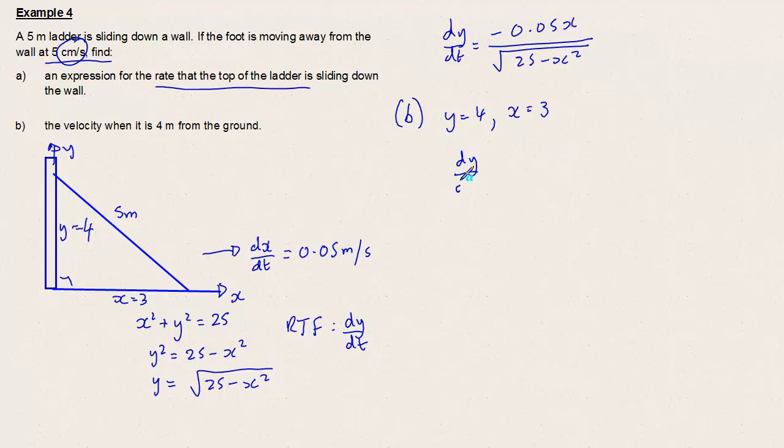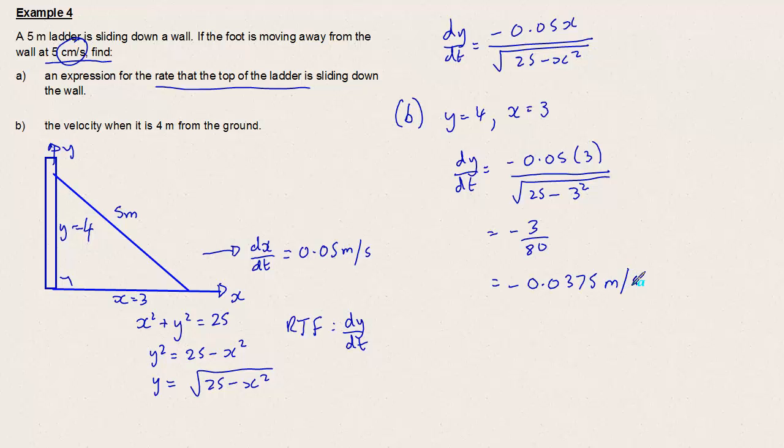So, dy/dt is going to be negative 0.05 times 3 over the square root of 25 take away 3 squared, and calculating, that's negative 3 over 80, which is negative 0.0375 meters per second.